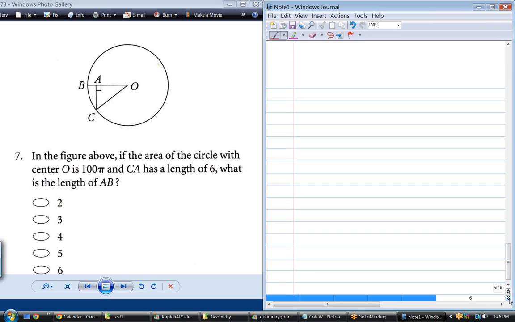So let's start with the information they give us. The area of the circle is 100 pi. What does that allow us to calculate? The radius is what? 10. Okay. So now I can draw my triangle here.